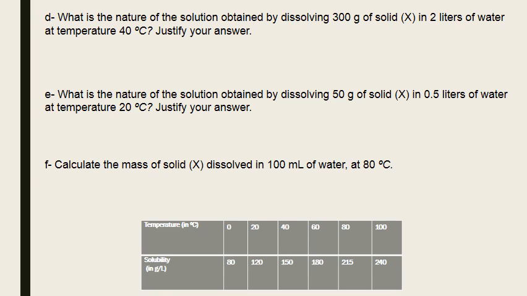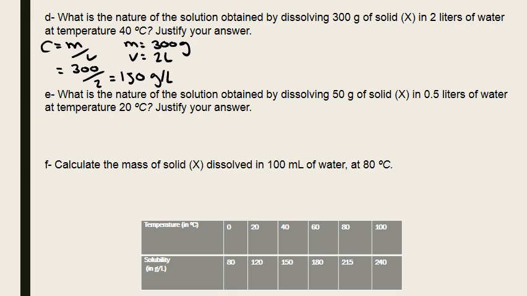Question D says, what is the nature of the solution obtained by dissolving 300 grams of solid X in 2 liters of water at temperature 40 degrees? First we have to calculate the concentration. Remember, concentration equals mass divided by volume. The mass is 300 grams and the volume is 2 liters. So concentration equals 300 divided by 2 equals 150 grams per liter.